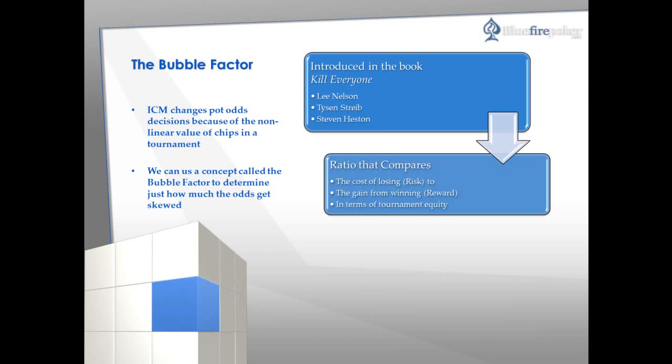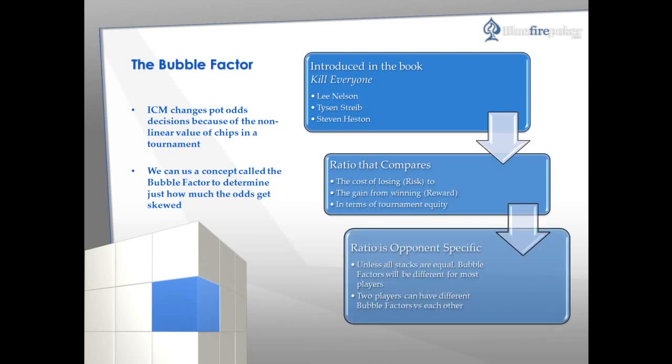Bubble factor was introduced in the book Kill Everyone, written by Lee Nelson, Tyson Strebe, and Stephen Heston. And it's a ratio that compares the cost of losing a hand to the gain we receive from winning the hand in terms of tournament equity. This is also a risk-reward ratio in terms of equity, and this ratio is opponent specific. Unless all stacks at the table are equal, bubble factors will be different for most players at the table. In fact, two players can have different bubble factors versus each other.